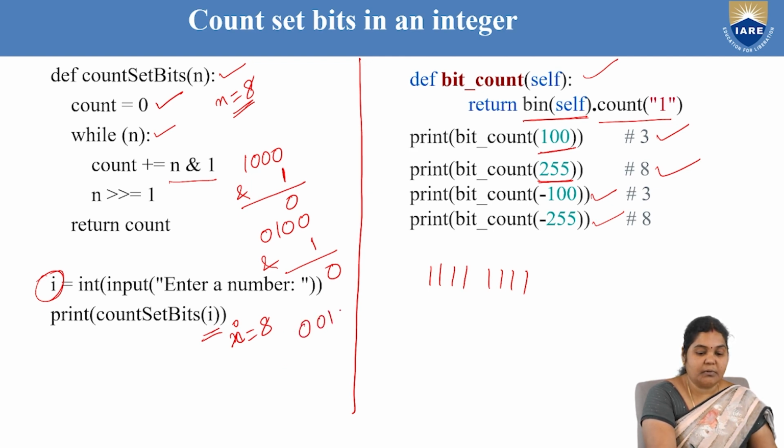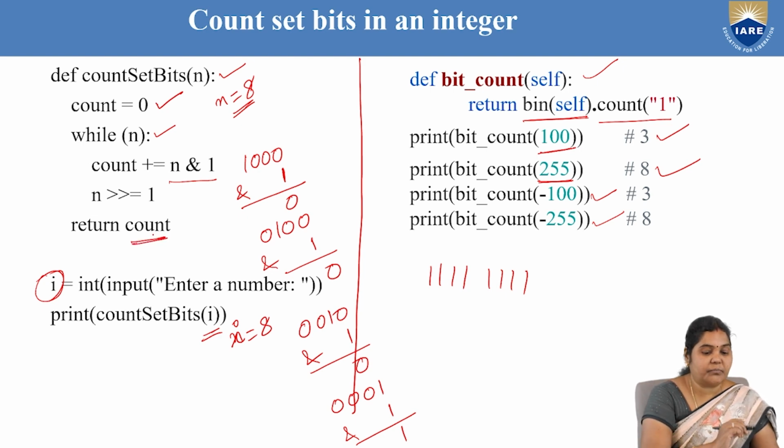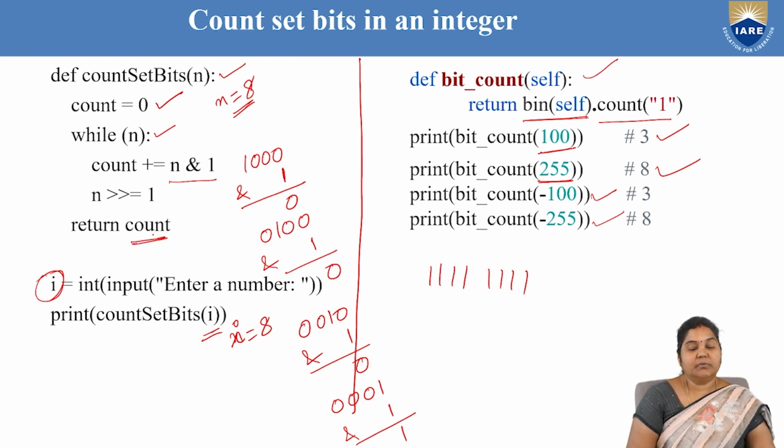So it becomes 0010. Again you AND with 1, it gives you 0. So till that time, 3 times, the counter is still 0. Again you shift one more time, so it becomes 1, and AND with 1 gives you 1. So in the fourth iteration the number is 1, and you return that count value. This way we can count the number of set bits in an integer.